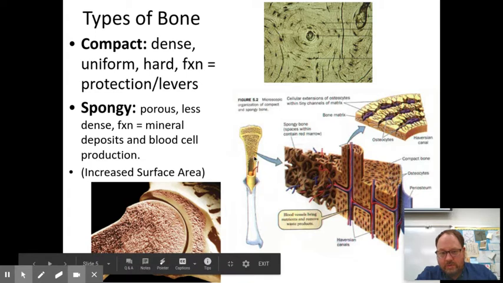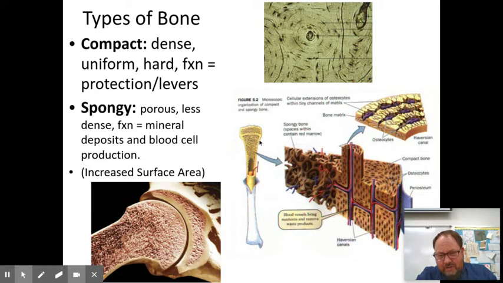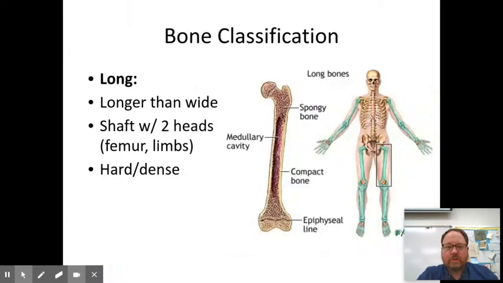If we look at this image here of a long bone, you can see on the outside it's sort of a uniform color and texture. That's the compact bone, and then on the inside is the spongy bone. And you'll notice if you zoom in even further, that's built differently. So we'll talk about that stuff more later.